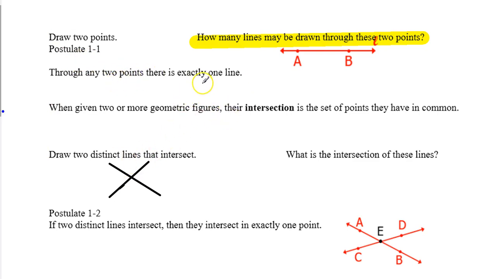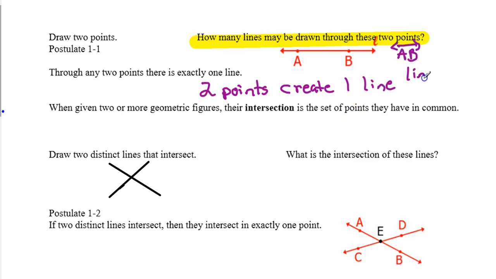So here's the connection that we want to make if we just want to simplify this really briefly. 2 points create one line. And again, we could name this line up here. We could name it AB using capital letters with the line symbol across the top, or we could write the word line and L. So through any 2 points, we create one line.